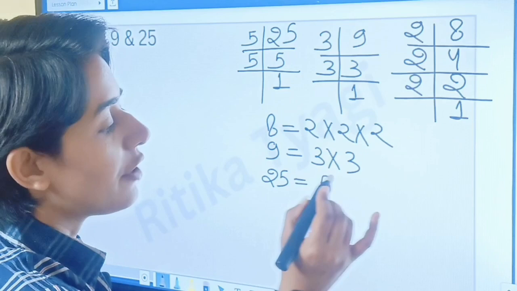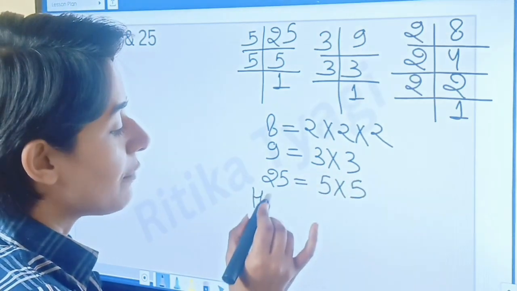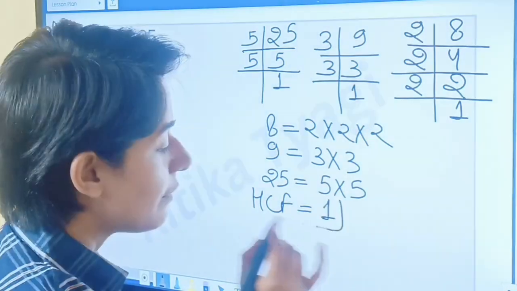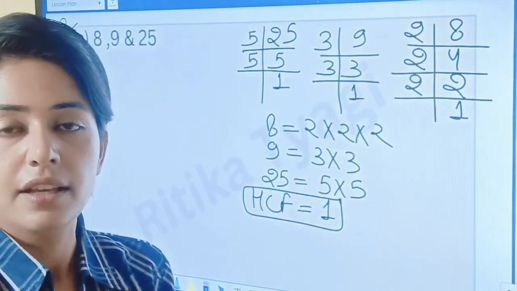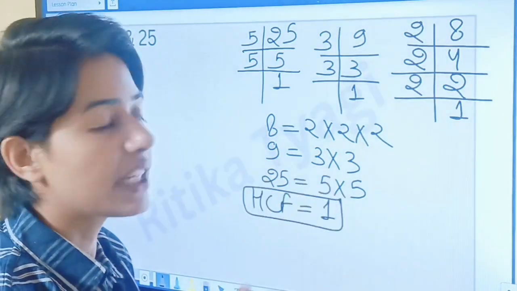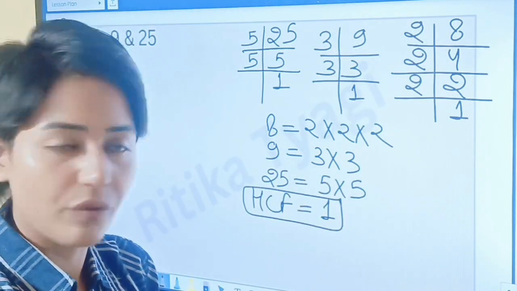25 factors are 5 multiply 5. We have to find the HCF. Here we have to find the common numbers. We have to write HCF, that is 1. When the common number is not present in the factors of the given numbers, then the HCF is only 1.